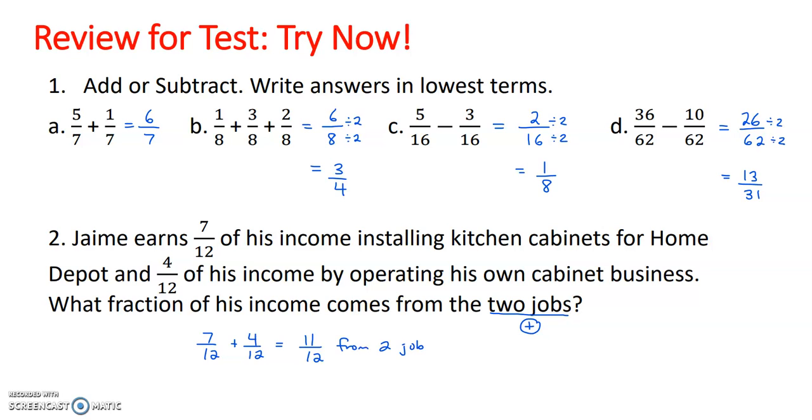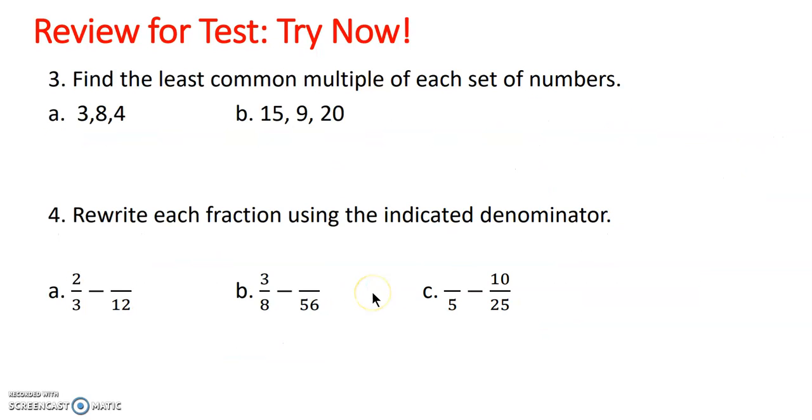from those two jobs. Number 3, you're finding the least common multiple, and you can use any method there: prime factorization, listing, or the alternative method. Number 4, you're going to be rewriting each fraction using the indicated denominator. Those should be equal signs.